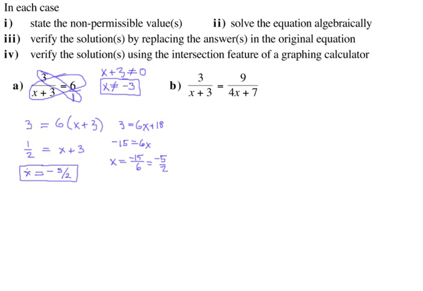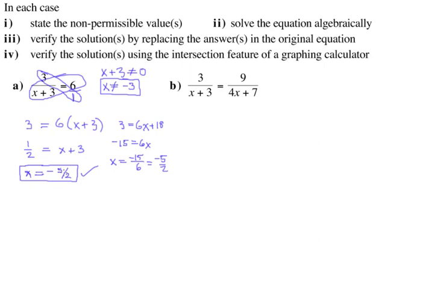The thing you should check when you get here is, I had a non-permissible value. So is my solution legit here? X is minus 5 over 2, which is minus 2.5. Up here we have a warning that x is not allowed to be negative 3, so yeah, this is okay. It's very embarrassing if you get a solution and then announce it to the world and then find out it's one of your non-permissible values. In that case, that solution's no good and you should throw it out. But in this case, our solution's okay.